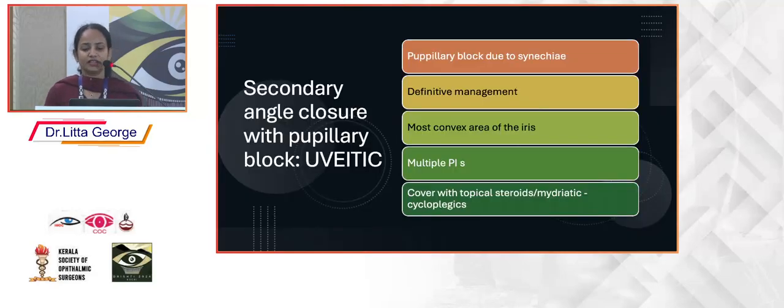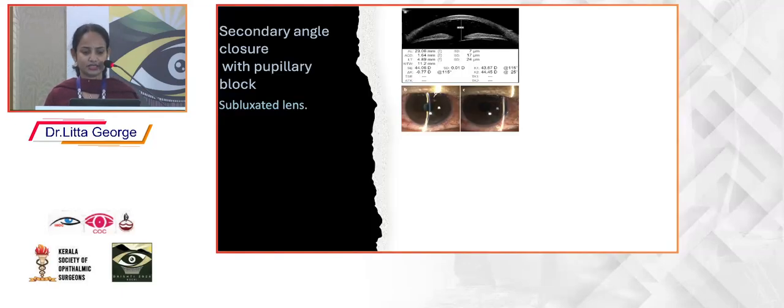In uveitic angle closures, when there is extensive posterior synechiae, there can be iris bombe and angle closure. PI is the definitive management. Do the PI on the most convex area of the iris. Since there is active inflammation, there is a chance that your PI can get closed. So do multiple PIs post-laser, cover with topical steroids and mydriatic cycloplegics.